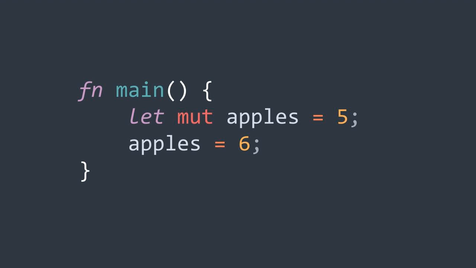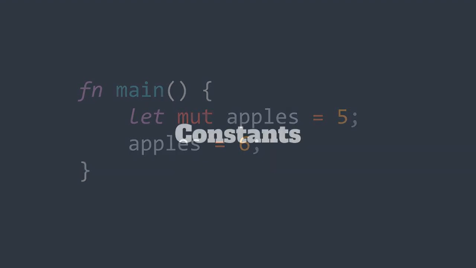Here's a version of the code that will work. It looks like this. Adding the mutable keyword, mut, before the variable name makes the variable mutable. So we have mutable variables that we can change and immutable variables that we cannot change. But there is also another kind of variable that is even more immutable, the constant.